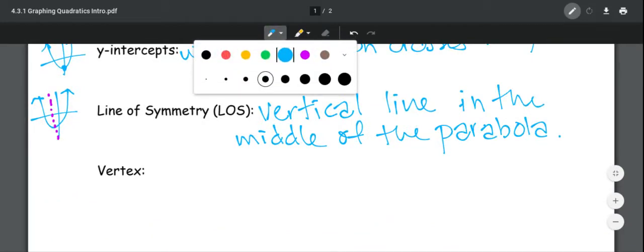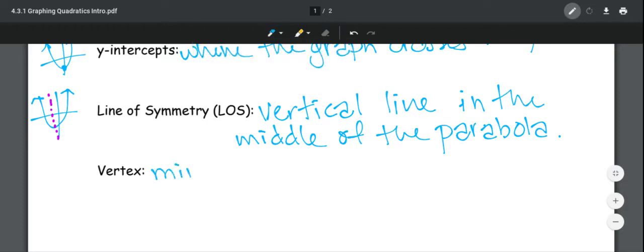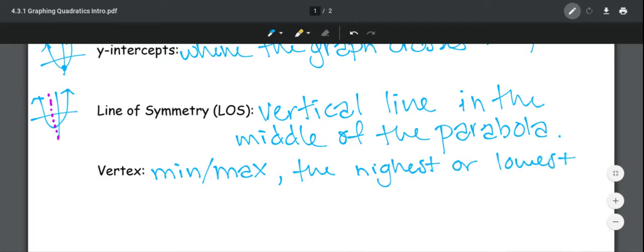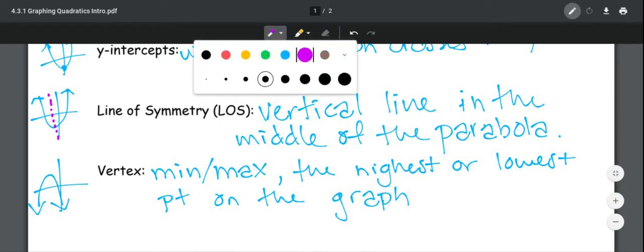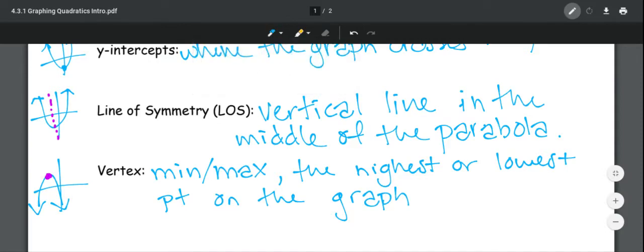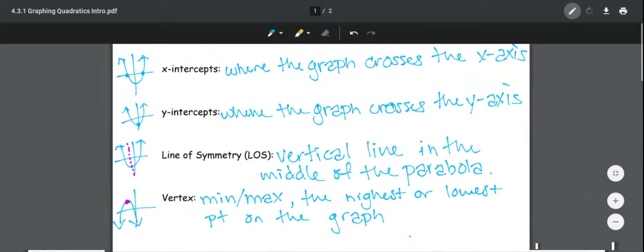Okay. Now the vertex, it is the minimum or maximum, the highest or lowest point on the graph. So let's just flip it for fun. This would be your vertex. It's the highest point on this graph. Okay? All right, so those are all the things that we are going to find in order to graph your parabola.